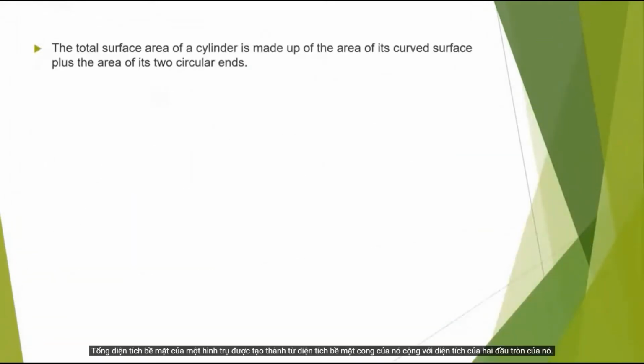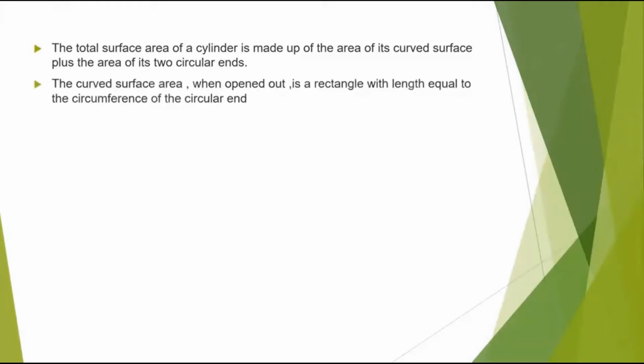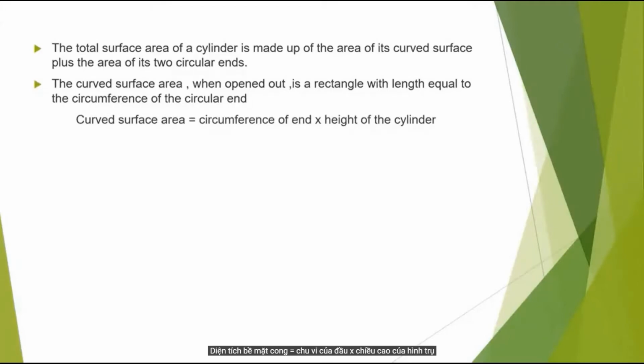The total surface area of the cylinder is made up of the area of its curved surface plus the area of its two circular ends. The curved surface area, when opened out, is a rectangle with length equal to the circumference of the circular end. Curved surface area equals circumference of end multiplied by height of the cylinder. You will see the formula.